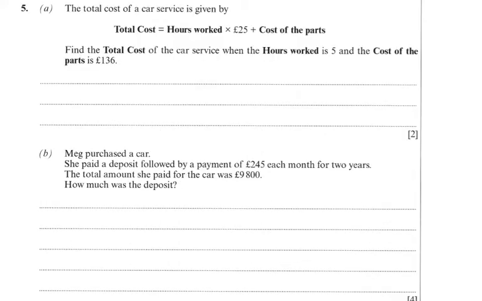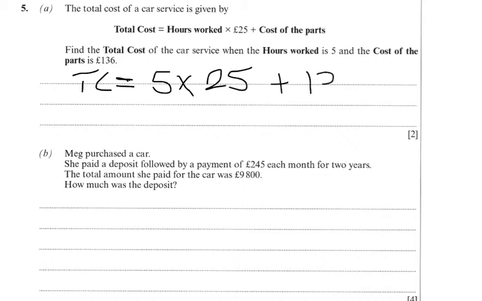In this question, we've got this formula up here, so we're going to be substituting into this. And we're told in part A to work out the total cost when the hours worked is 5, and when the cost of the parts is 136. So all we've got to do is substitute that in. So I'm going to write TC for total cost equals 5 times 25 plus 136.